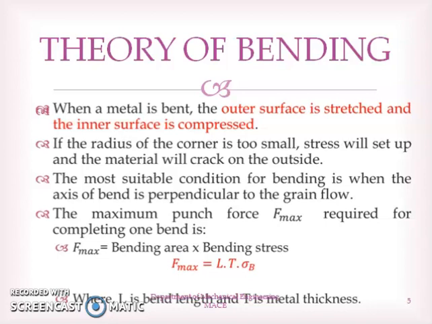The most suitable condition for bending is when the axis of bend is perpendicular to the grain flow. The maximum punch force required for completing one bend can be calculated by the equation L into T into bending stress, where L is the bend length and T is the metal thickness.